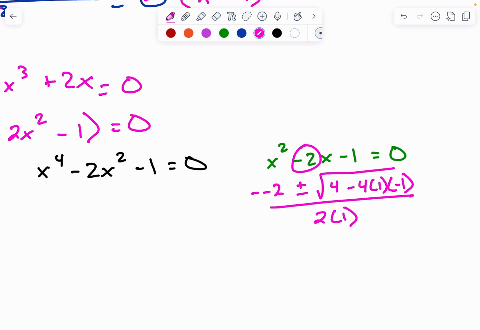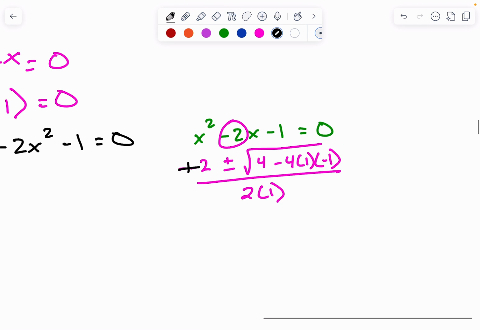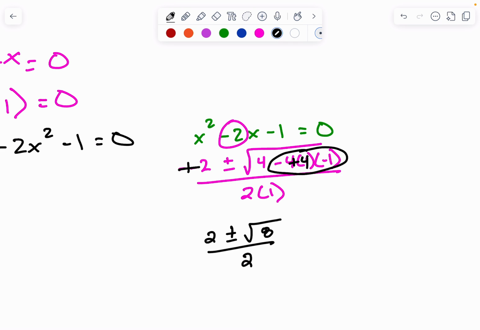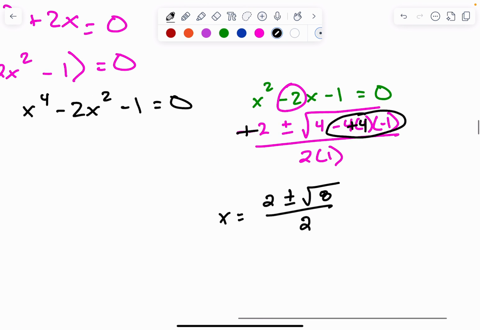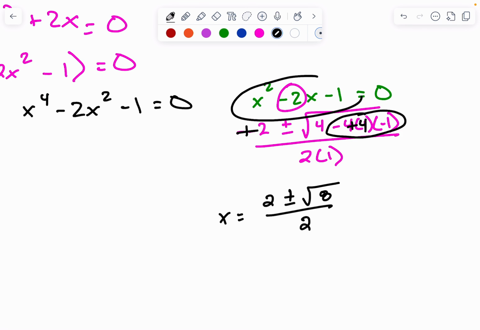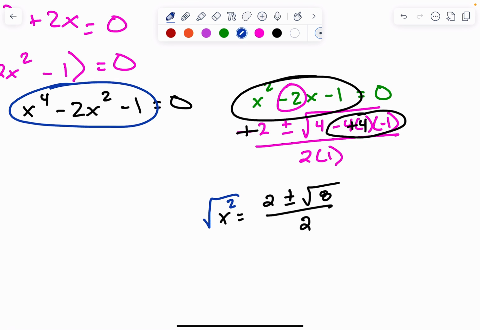All over 2 times a, like that, okay? And that's going to become a positive 2. If I do this in here, that will end up being positive 4, right? So I've got 2 plus minus the square root of 8 all over 2, like that, right? Okay, so that is what x is equal to, except the problem is that's not what x is equal to, because that's if it was x squared minus 2x minus 1. Because it was x to the fourth, I have x squared is equal to that, right? So now I'm going to take the square root, and that's going to end up being my answer.